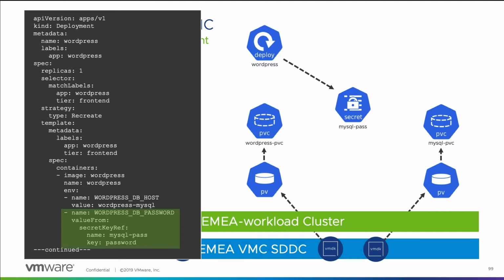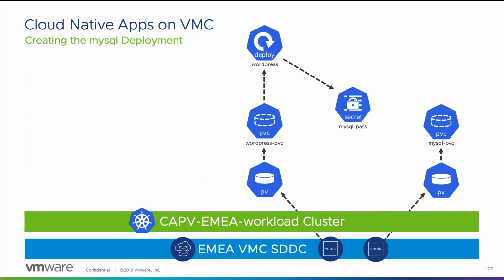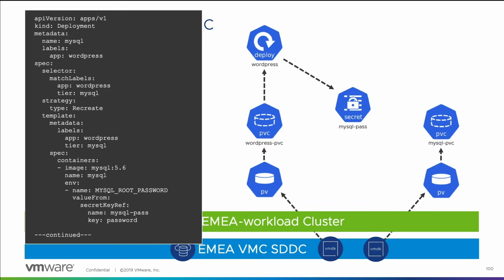The key is password, and the value is our base64 encoded password from earlier. So we've done that, but we also need to connect our WordPress deployment to our persistent volume claim. In the continuation of our YAML file, we have the volume mount that specifies the volume tied to our persistent volume claim. So now we have our WordPress deployment connected to the persistent volume claim as well as the secret.